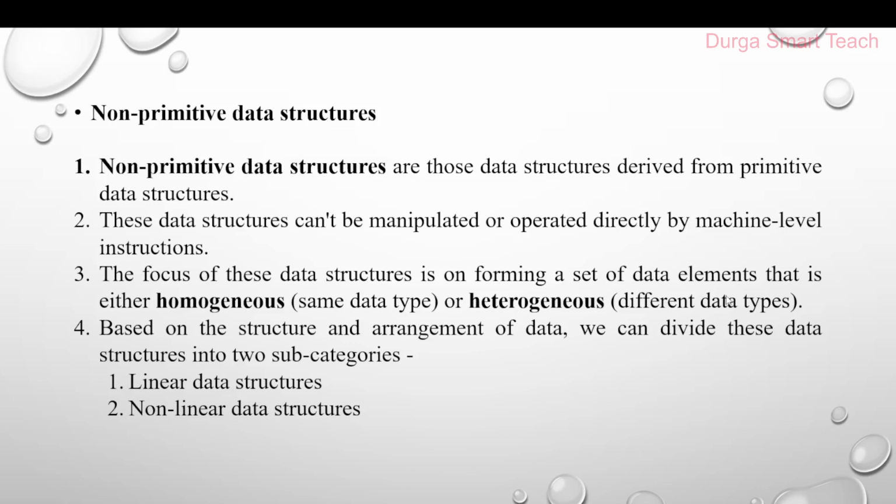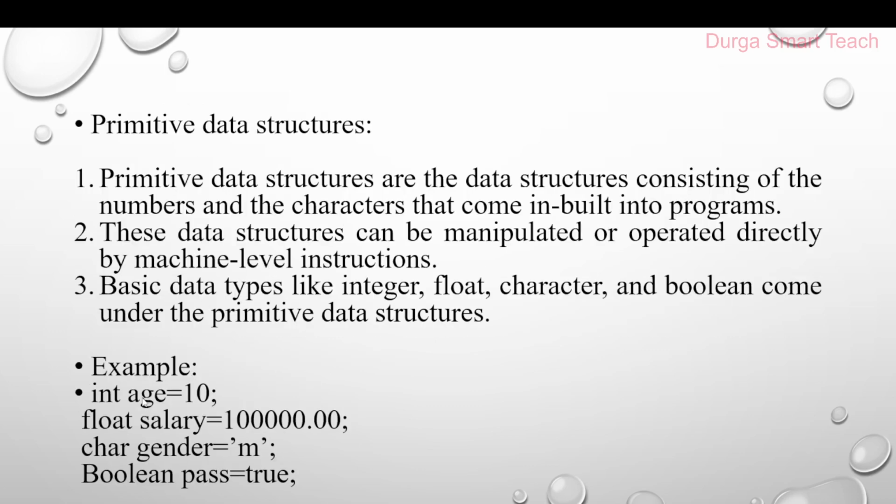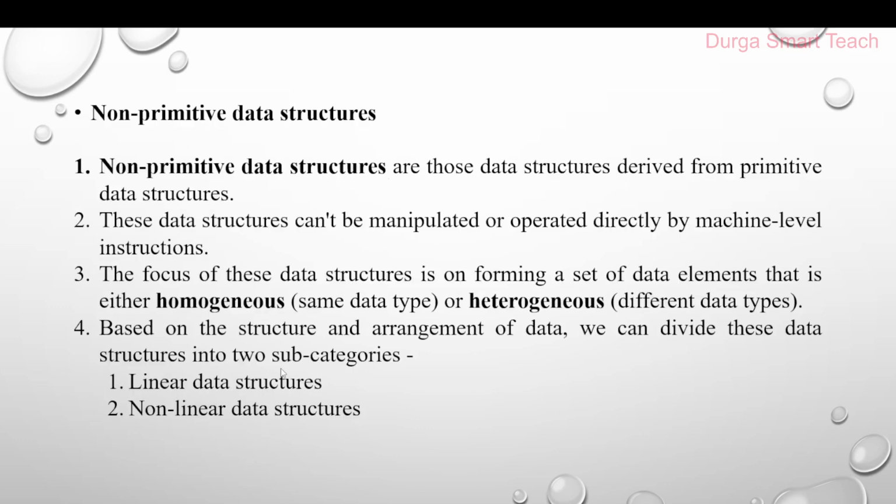So different data types. Based on the structure and arrangement of data, we can divide these data structures into two categories. In non-primitive data structures we can store any type of data. These are not inbuilt data structures. The two categories are linear data structure and non-linear data structure. In primitive data structures you can store only one value in one variable, but in non-primitive data structure, you can store any number of values in one variable.